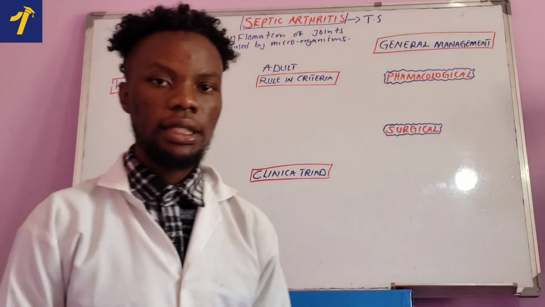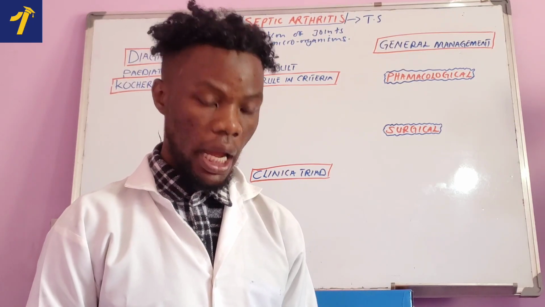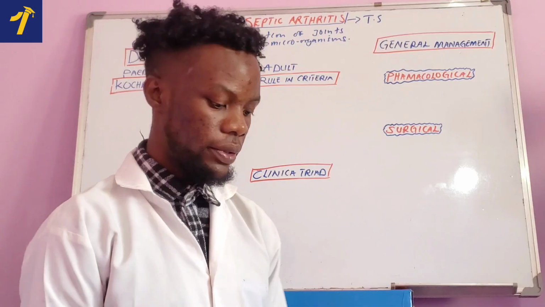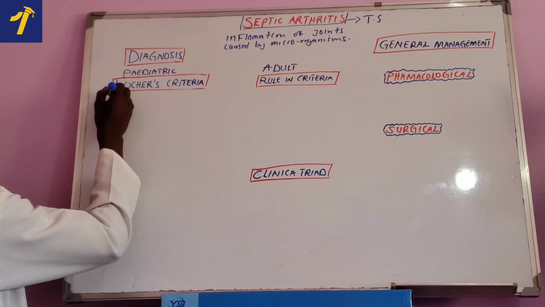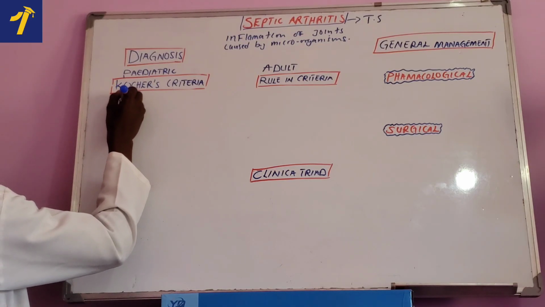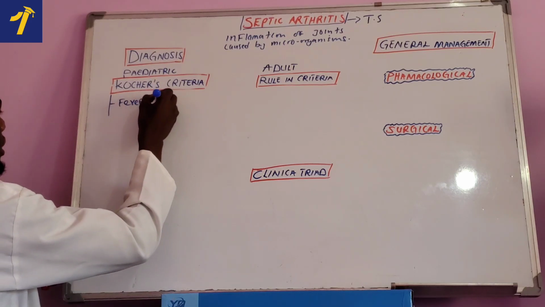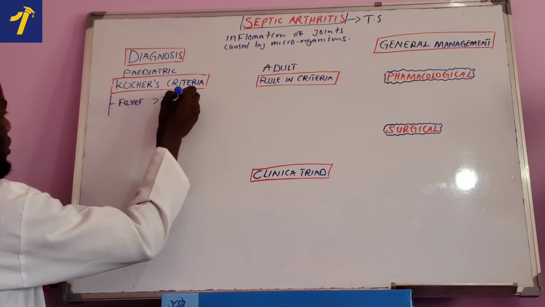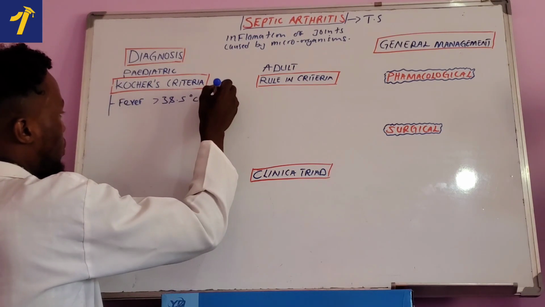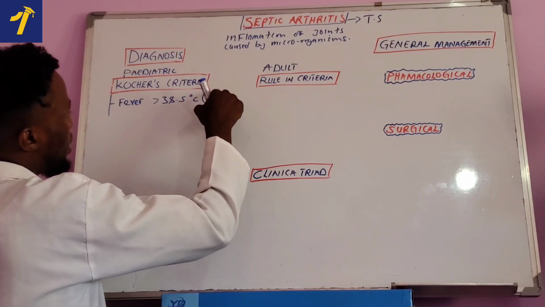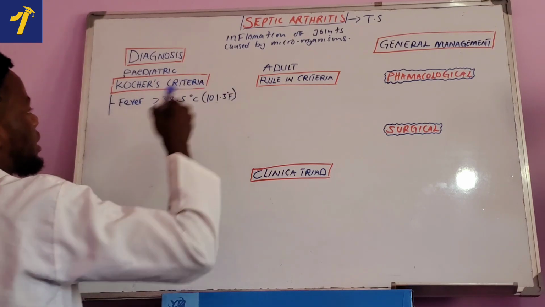Kocher's criteria is basically the criteria that's going to be used in the pediatric population, okay? And it's going to have 4 parameters. So let us start with the first one. The first one we can have is fever, okay? But this fever has to be greater than 38.5 degrees Celsius. But if you are using Fahrenheit, you can say greater than 101.3 degrees Fahrenheit, okay?